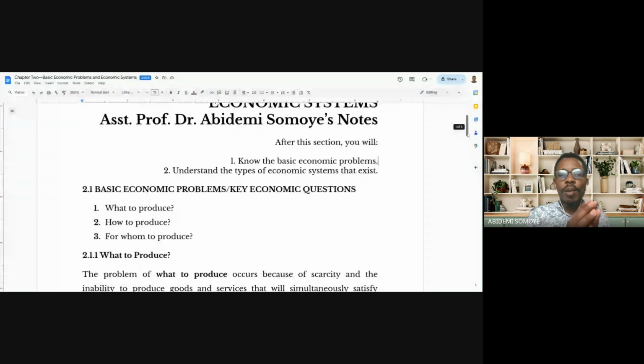So what are some of the basic economic problems or key economic questions that different economies face? Number one is what they need to produce, what to produce. Number two is how to produce. Okay, what methods, what techniques? Is it labor intensive? Is it capital intensive? Number three, for whom to produce. So I'm going to start with the first one, what to produce.